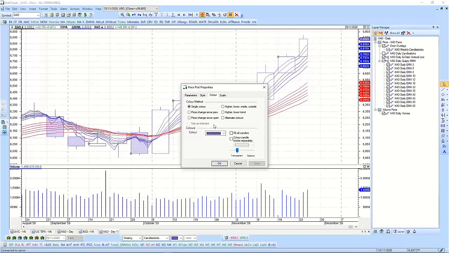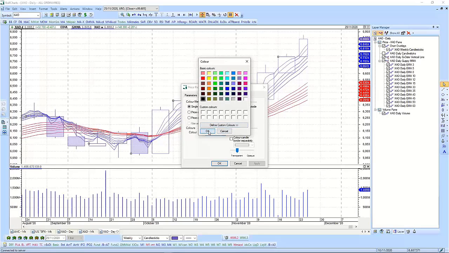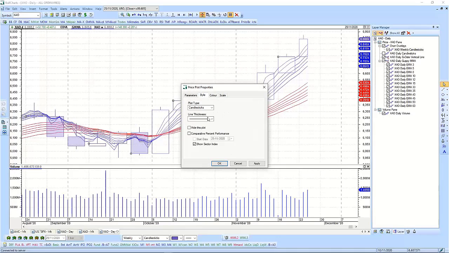If you don't like the colour, you can change it. Let's change the colour back to black, make it look standard. Yeah. And make it thicker.